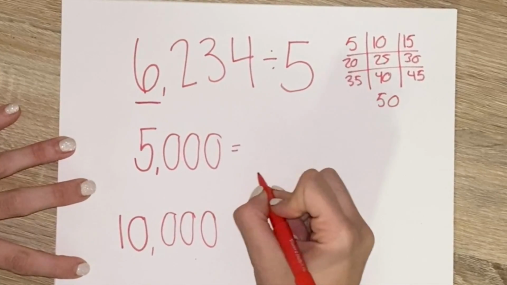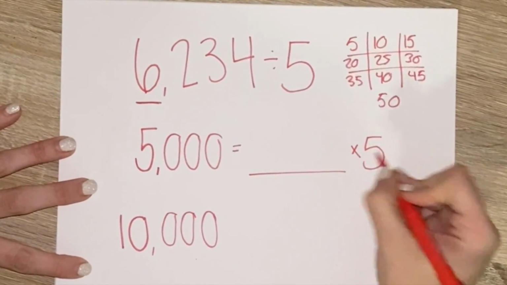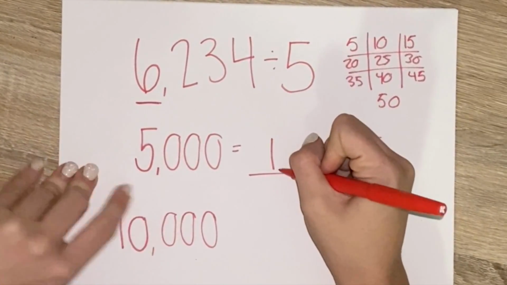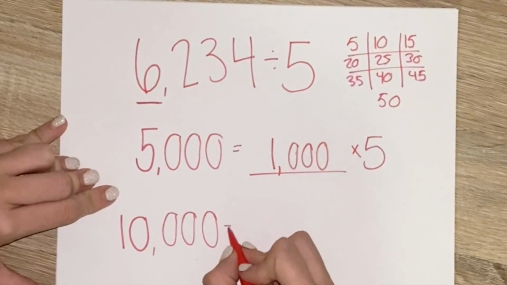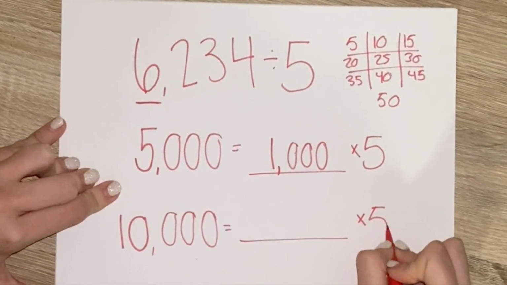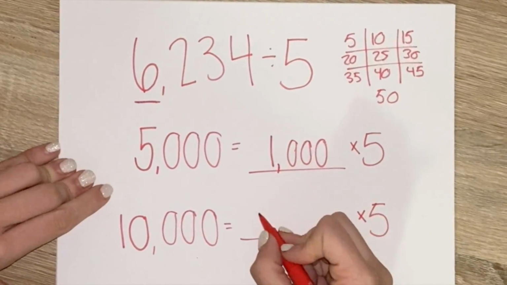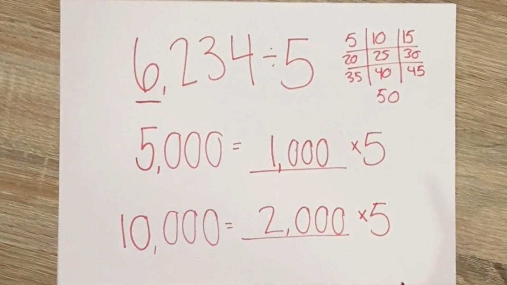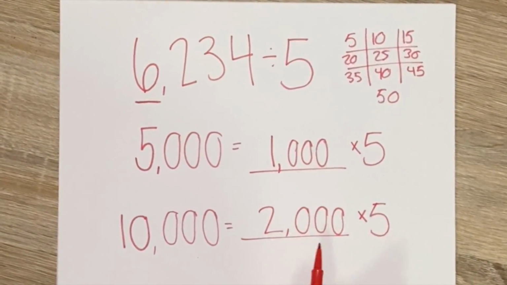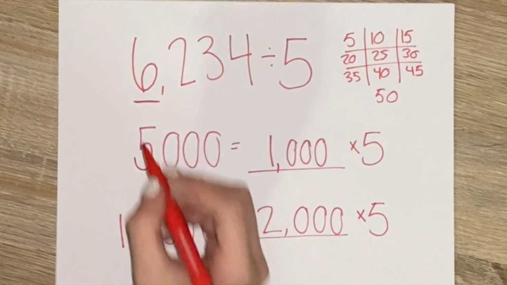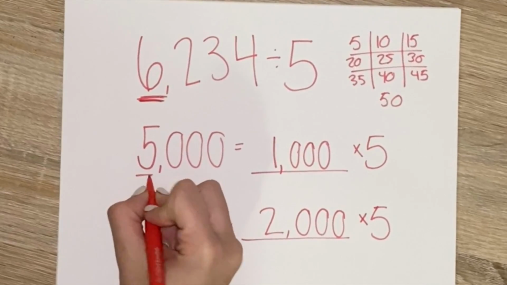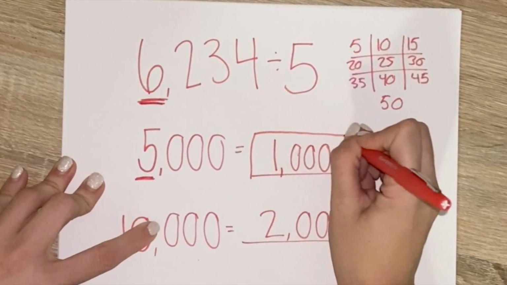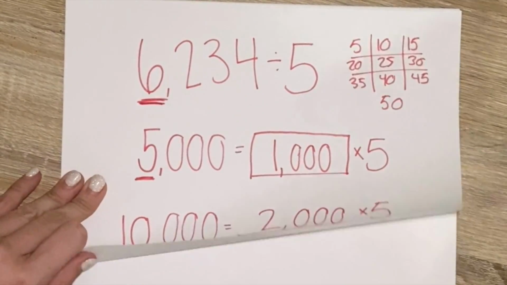All right, and I think to myself, what times 5 is equal to 5,000? Well, I know 5 times 1 is equal to 5. And then I have 3 leftover zeros. And then what times 5 is equal to 10,000? I know 5 times 2 is equal to 10, and then 3 leftover zeros, right? So I know my quotient is in between 1,000 and 2,000. However, because 6 is closer to 5 than it is to 10, my quotient is going to be closer to 1,000 than it is to 2,000.